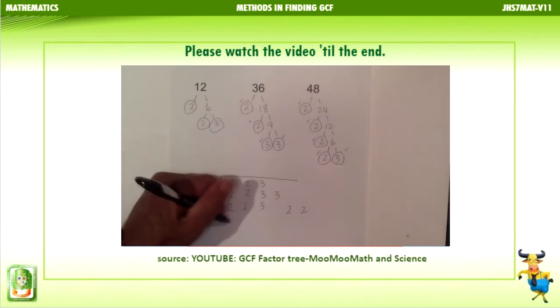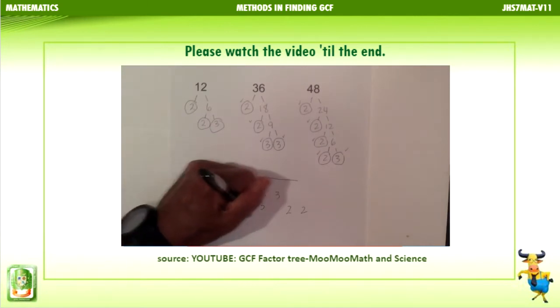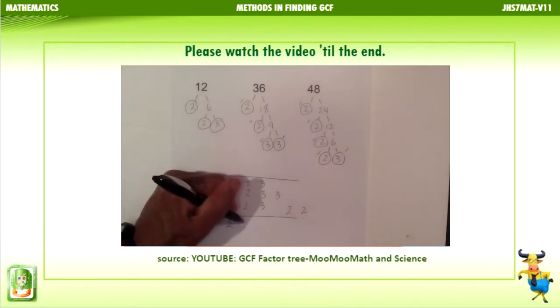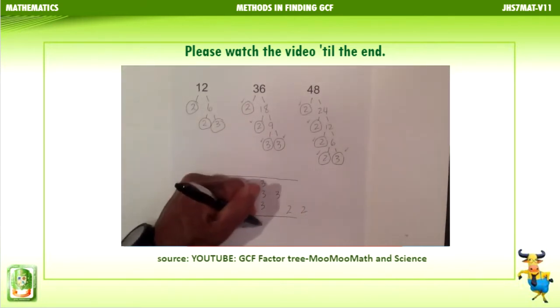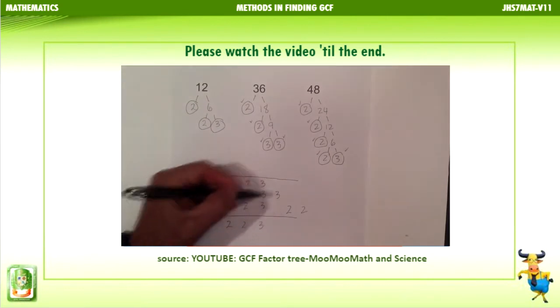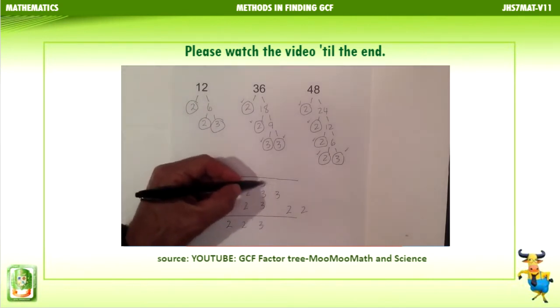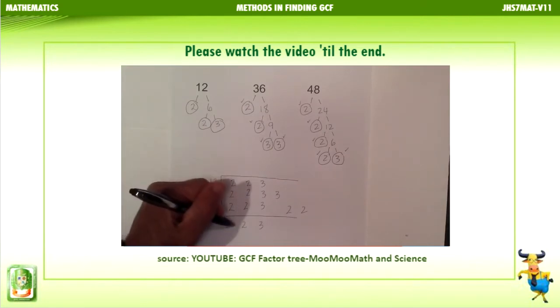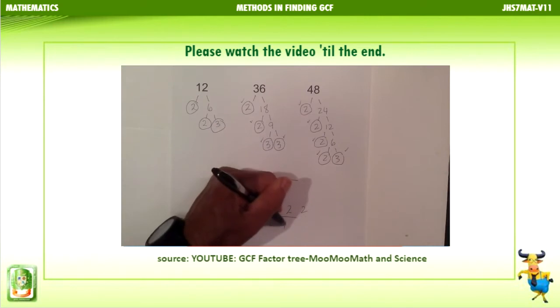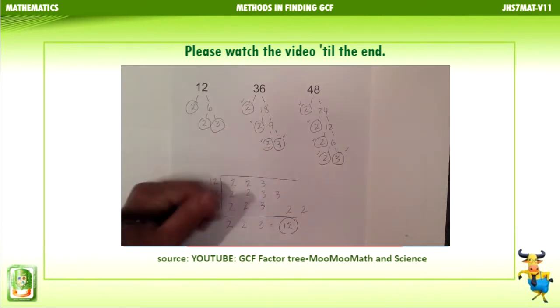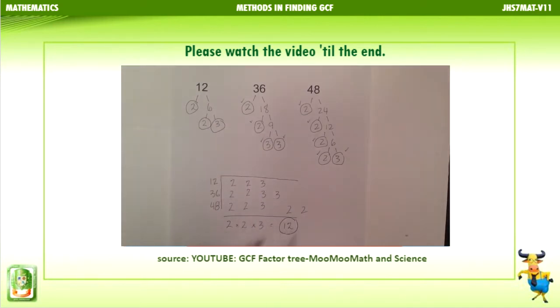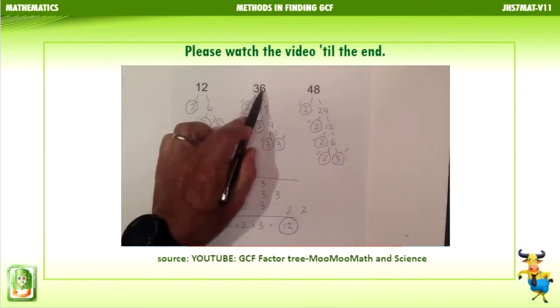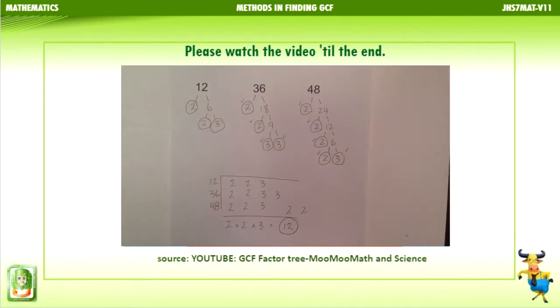So we have a 2, and let me draw a line here. We have a 2, and we have a 3. Now I will not pull down this 3 because there's not 3 numbers in the column, or this 2 or this 2. So now I just multiply 2 times 2 is 4, and 4 times 3 equals 12. So the GCF of 12, 36, 48 is 12.